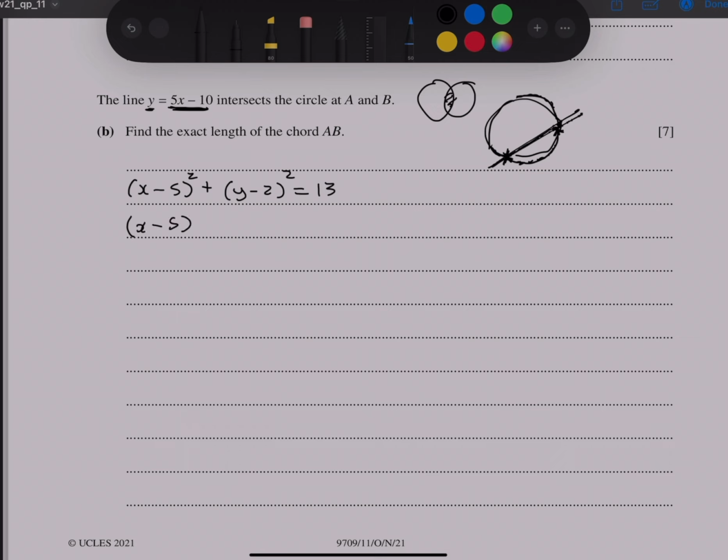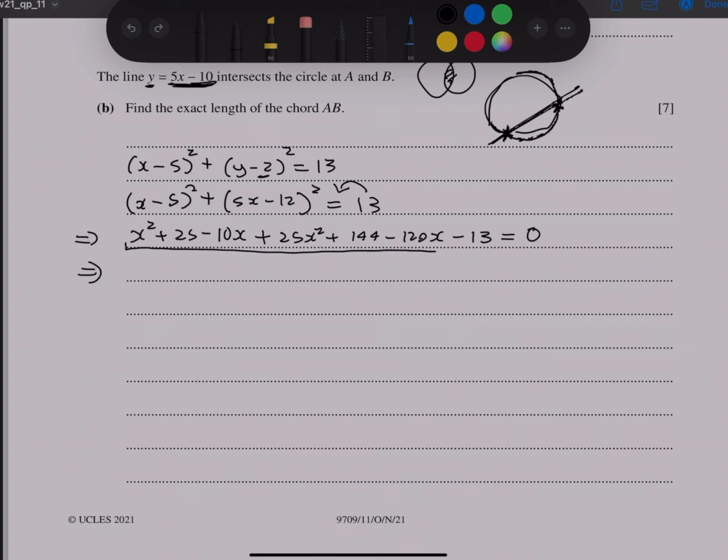Okay, x minus 5 whole squared plus, substitute 5x minus 12, whole squared equals 13. This minus 10 and this minus 2 give you minus 12. Expand. A squared plus b squared, plus 2ab, minus 2ab. With a big equation like this, to make sure you don't make any mistake, first look at the sign to the left of each term: plus, minus, minus. You don't want to forget that this is minus 13 instead of plus 13. So be very careful when doing this algebra.